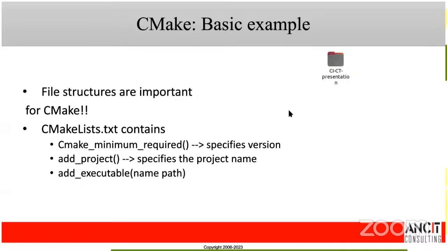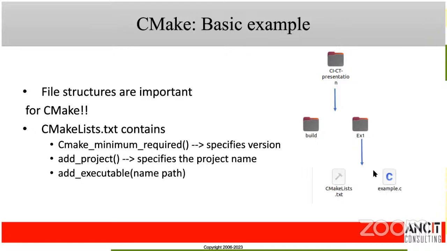For example, here I have a basic demo folder for presentation purposes. Inside the folder, you can see on the right side, I have a build folder, and then I have an ex1 folder where my example project is going to be, an example.c file, and that requires a CMakeLists.txt.